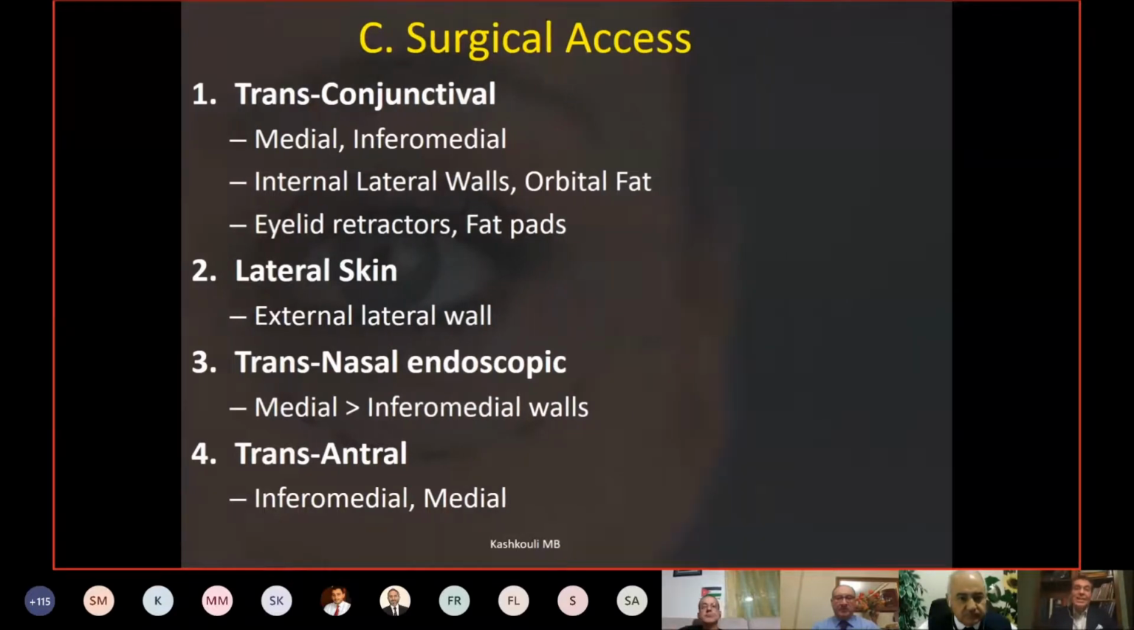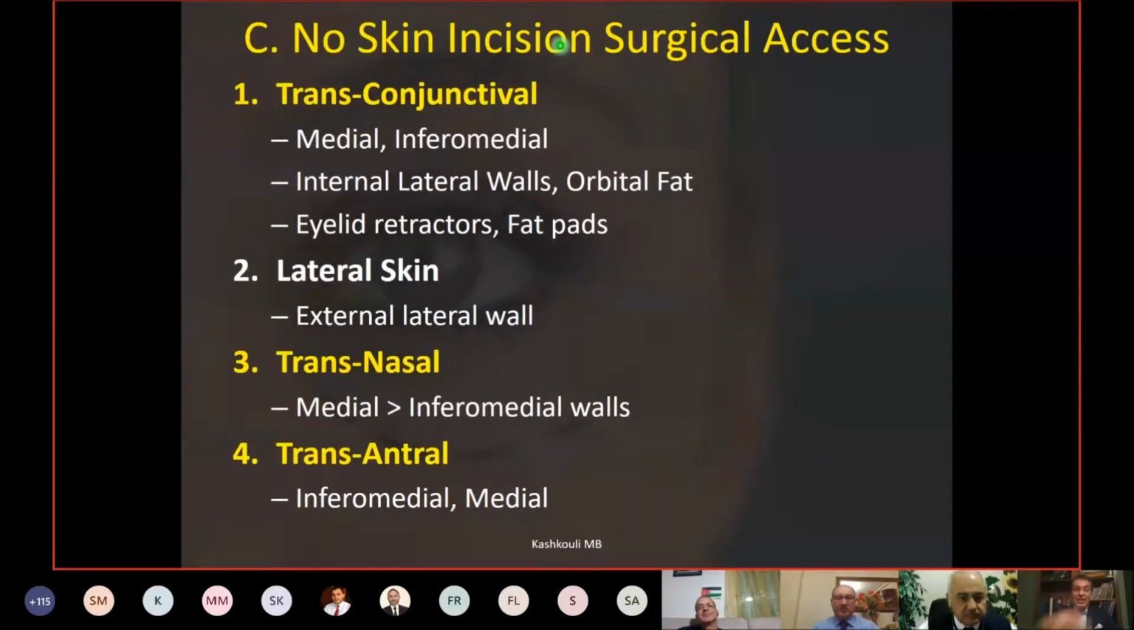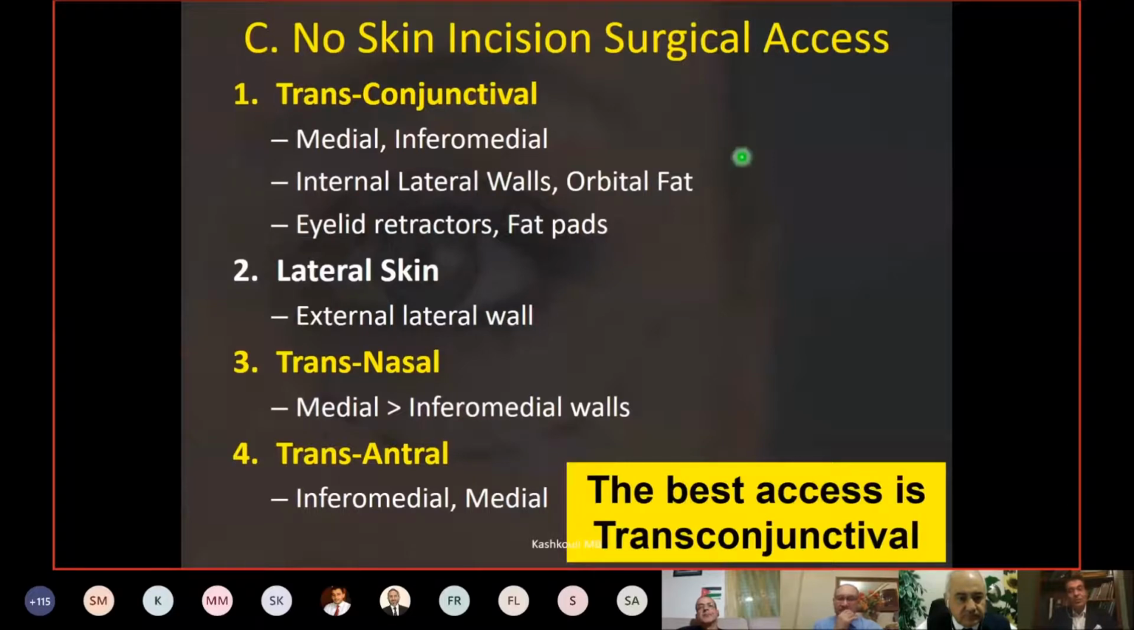How about surgical access with no skin incision? This is interesting because nowadays people are looking for methods with no skin scar on the face. These three provide us that: transconjunctival, transnasal, and transantral. So which one gives us the best panoramic view of all the walls at the same time? It is the transconjunctival one to me, because you can have the medial wall, you can have everything by extending it from medially up to the caruncle here and up to the lateral wall here. You can have access to every part of the orbit you would like.